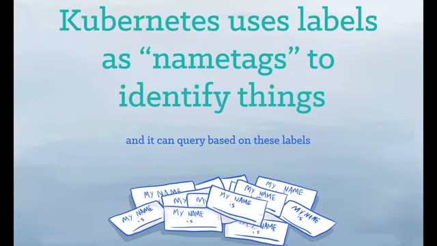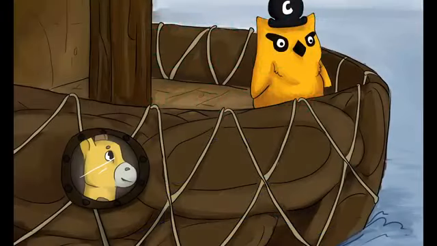Kubernetes uses labels as name tags to identify things, and it can query based on these labels. Labels are open-ended. You can use them to indicate roles, stability, or other important attributes. Captain Kubi suggested that the app might like to move her container into a pod aboard the ship. Phippy happily moved to Kubi's giant boat, and it felt like home.